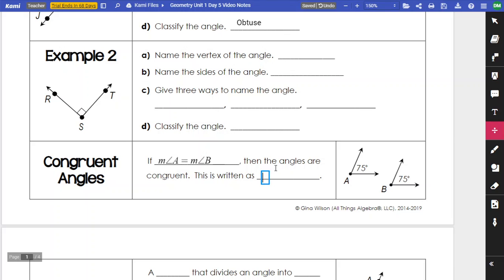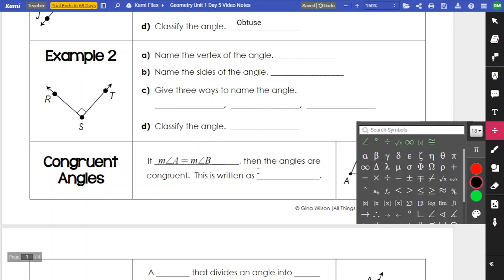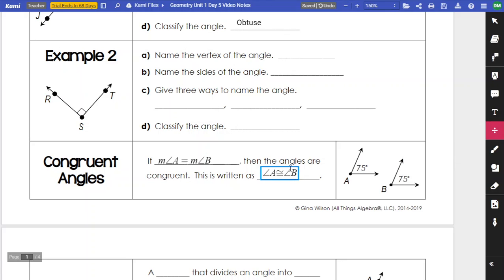This is written as, we're going to get out our congruent sign again. So angle A is congruent, so that's our equal sign with the squiggly on top, to angle B. So this congruent sign here is something that you're going to be seeing more and more as we go on, so get used to it.